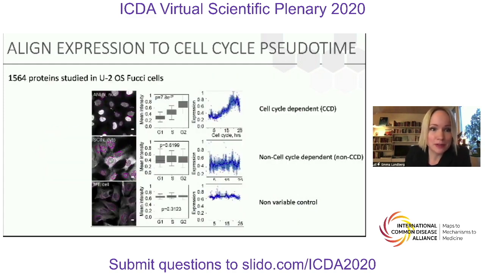This is just some examples of a well-known cell cycle protein, where we can see this temporal profile and determine the exact time of peak expression. And here a protein that shows very high cell-to-cell variability, but is not correlated to the cell cycle. And in every example, we had a negative control as well. So in the end, we could determine that these 1,564 proteins are all significantly variable. And we found around 25% of these proteins to be cell cycle dependent.